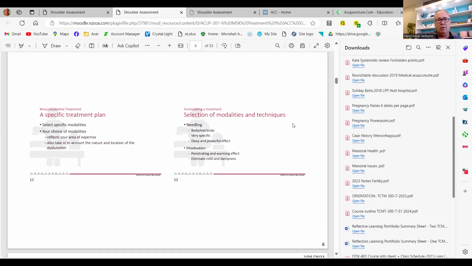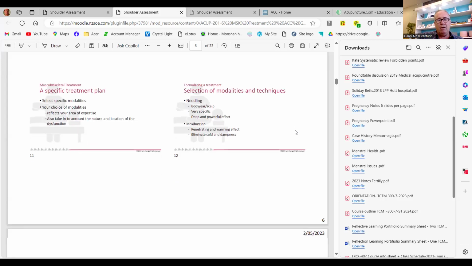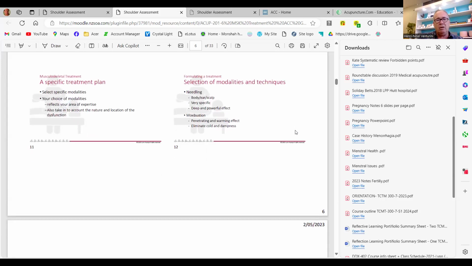And then with the moxibustion, why would you use moxibustion? It has a penetrating and warming effect. It eliminates cold and damp, but moxibustion is contraindicated for people with yin deficiency. So if people are generally hot, they are hot at nighttime when they sleep, they sweat, or women are in the menopausal part of their life and they're having difficulty dealing with heat, sometimes moxibustion is too much for them. A heat lamp is far more effective, or cupping is just as effective.